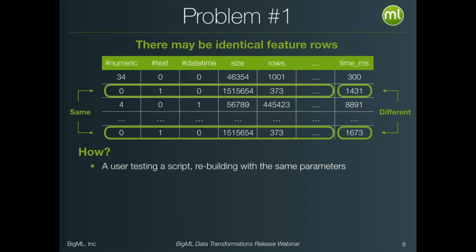And how would this happen? Well, imagine a user that's testing their script, rebuilding the same parameters. So they're working on a script that's building a model and they're just tweaking it, running it over and over. And so they end up building the same tree tens or hundreds of times. That's possible. There could be a machine learning class building the same model for an assignment.